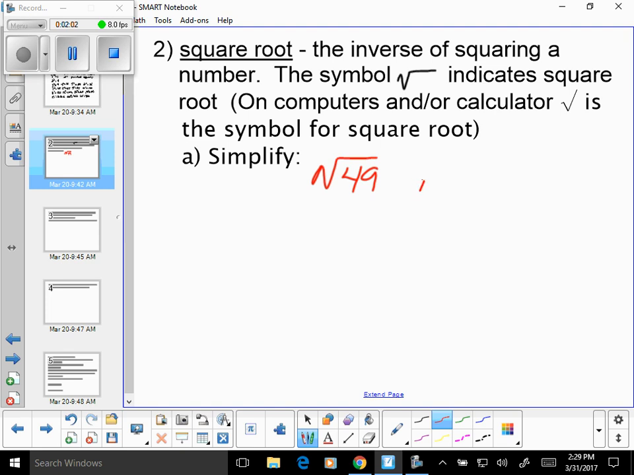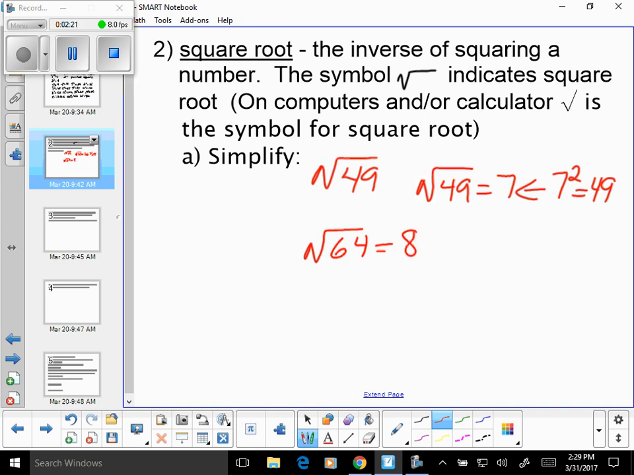That means that the square root of 49 equals 7, and we think 7 squared equals 49. So if we have the square root of 64, what number times itself gives me 64? Well, that would be 8. The square root of 49 over 64. Now sometimes students are all shook up. But really what this means is the square root of 49 over the square root of 64. The square root of 49 is 7. The square root of 64 is 8. So our answer is 7/8.